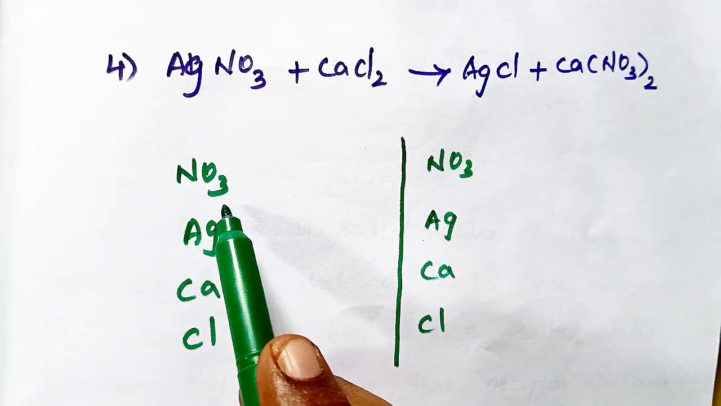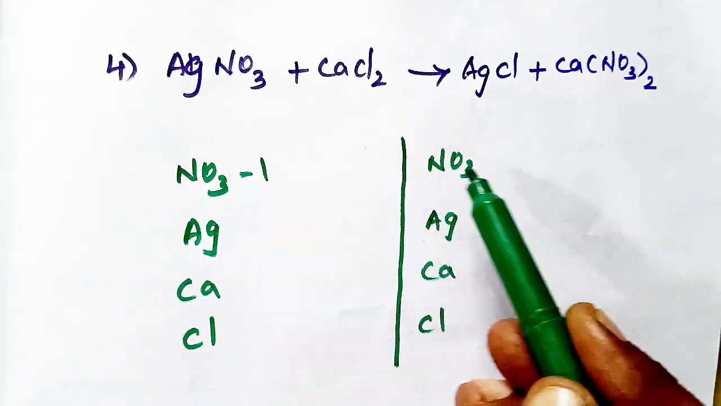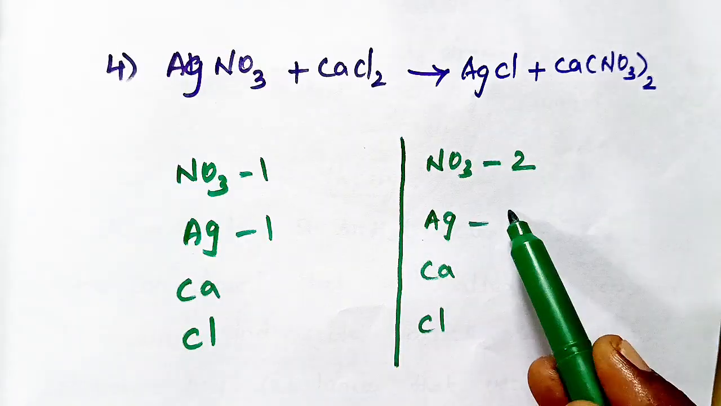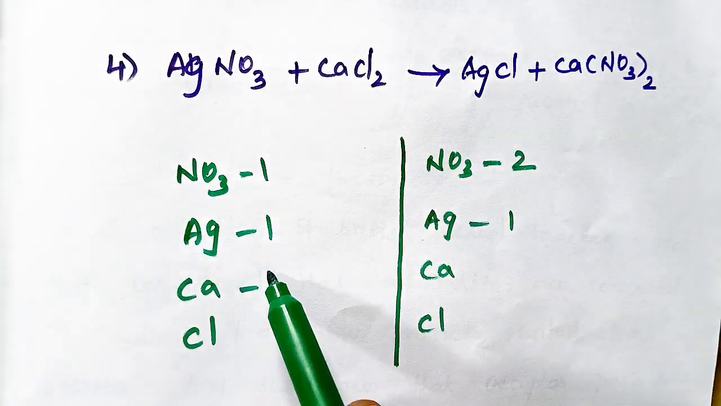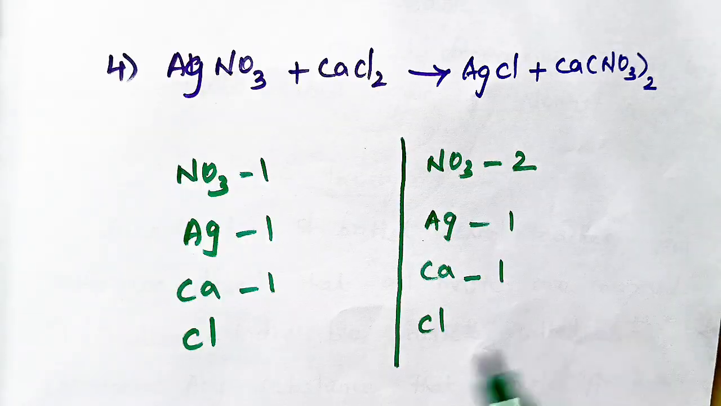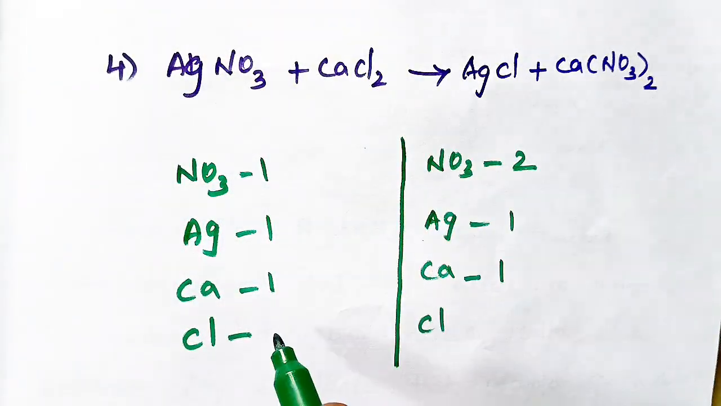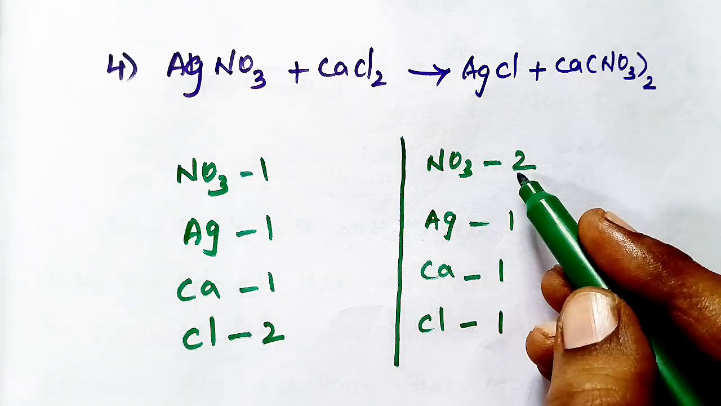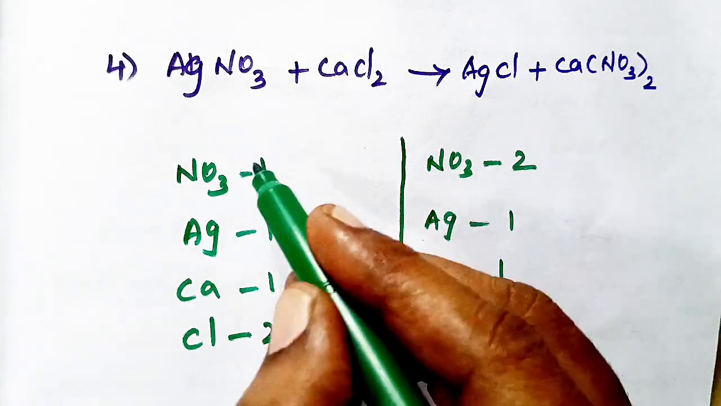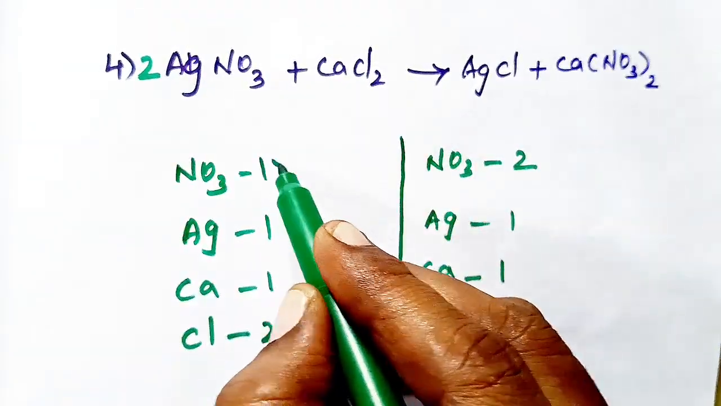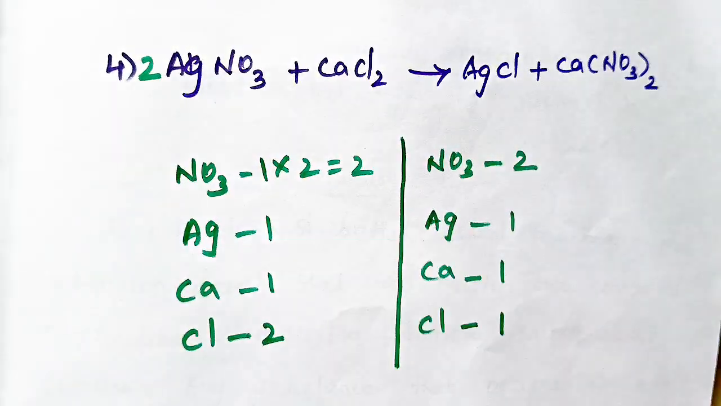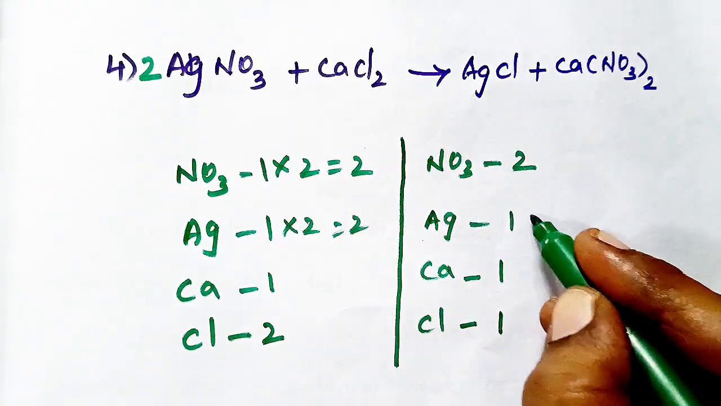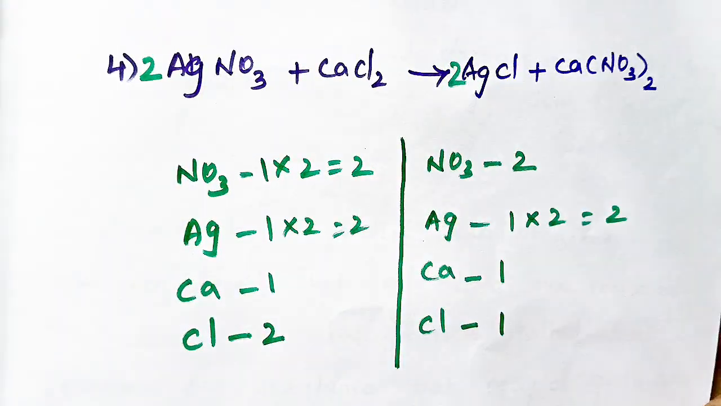Okay, for my second step, just count the number of atoms. NO3 is here 1, here it is 2, then Ag 1, here also 1, calcium 1, here calcium 1, then chlorine is here 2, in CaCl2, so 2, and here in AgCl, Cl is 1. So first let's start balancing this NO3. You have 2 NO3 on this side, so here also you should have 2, so 1 into 2 is 2. Your Ag is 2 on this side, so on this side also you should have 2 Ag, so just put 2 Ag.